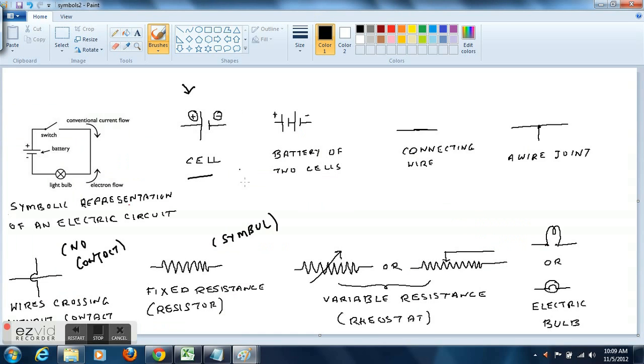Then this is the symbol of a bulb, electric bulb. And at the top left, you see one diagram where there is an open switch, there is a battery, there is an electrical bulb. That is also another way of showing an electrical bulb. And you can see the electron flow and conventional current flow.